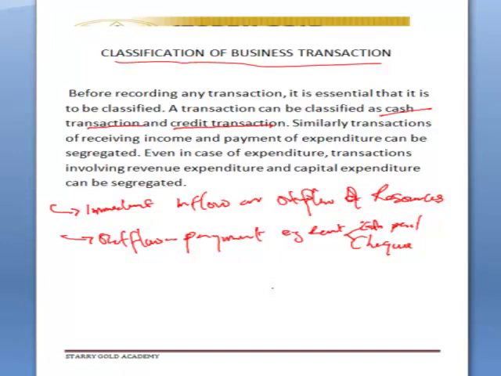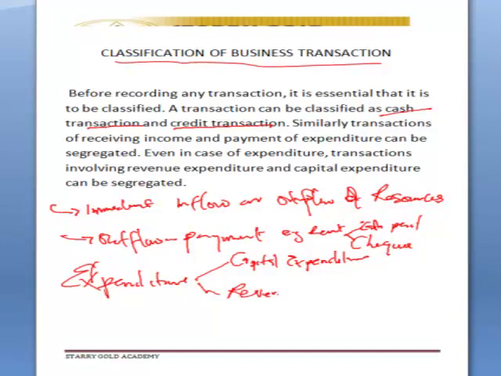Even in the case of expenditure, if the transaction involves expenditure, we can segregate it into two, although we'll be coming to that. We have what we call the capital expenditure, and we have what we call revenue expenditure.